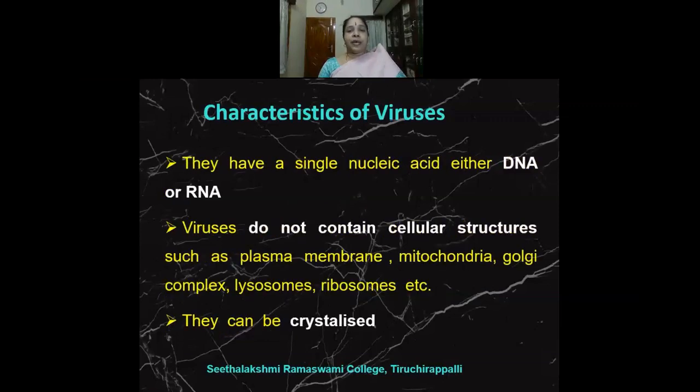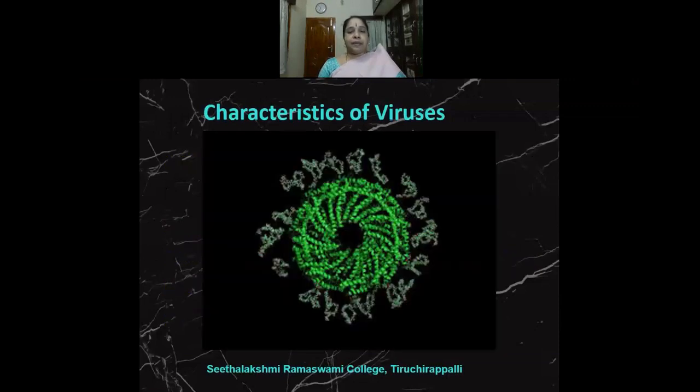They have a single nucleic acid, and it may be either a DNA or an RNA. Viruses do not contain cellular structures like all the other cells have. Even the bacteria has the cellular structures, whereas the virus do not contain cellular structures such as the plasma membrane, mitochondria, Golgi complex, lysosomes, ribosomes, etc. Viruses can be crystallized. So this is another example of the structure of virus.